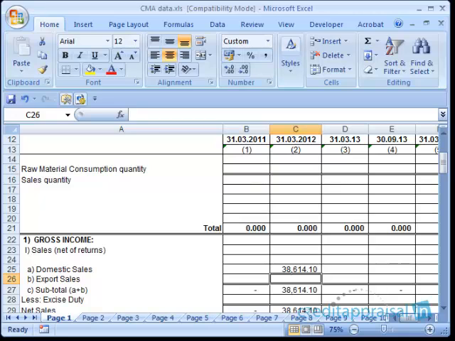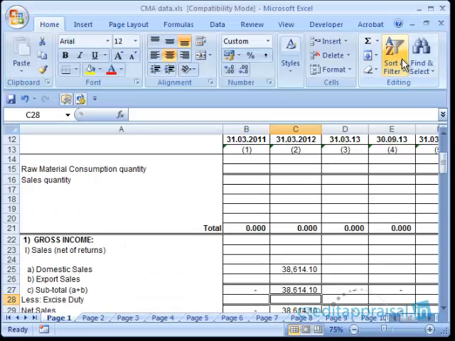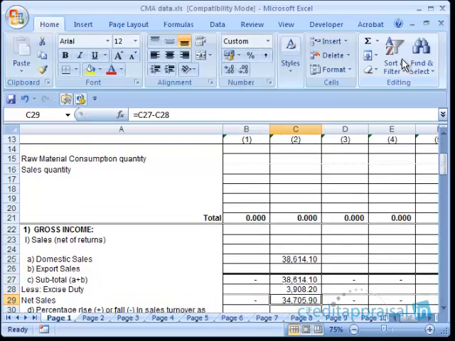38,614.1 crores. This is the gross sales. So the next item is the excise duty. This we can directly dump under the row of excise duty, 39082. So 39082, right? But this is in millions, so we can convert it into crores. So 3908.2 crores is the excise duty.